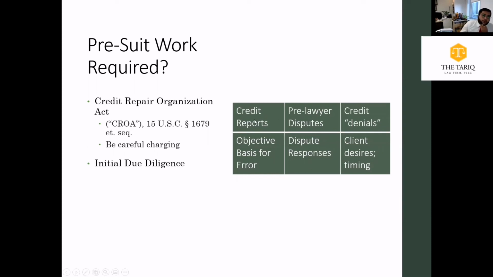So it's really important to have an understanding that these 6 things are very, very key in our due diligence process in determining whether or not there's a violation and what we decide to do with it. So the first thing, of course, we need to see credit reports.